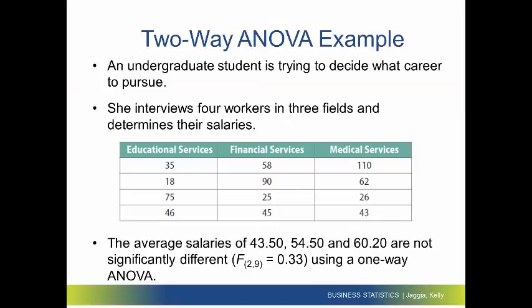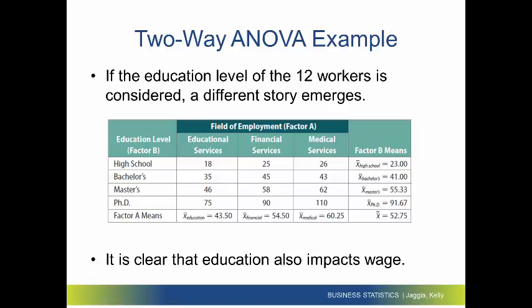Okay, so here's an example. We're looking at the two-way ANOVA with no interaction. In this example, an undergraduate student is trying to decide which career to pursue based on salary. She is considering three fields: education, finance and medical. The average salaries for each field are 43.5, 54.5 and 60.2 respectively. Using a one-way ANOVA, we find that the differences are not significant. If we then consider educational level, we may see a different result.